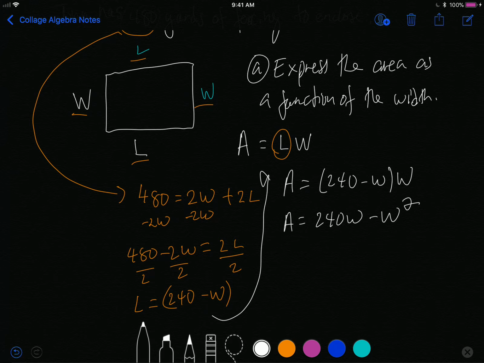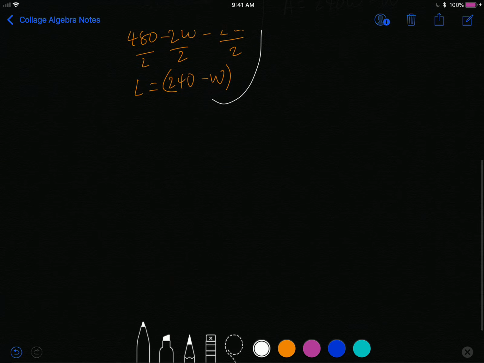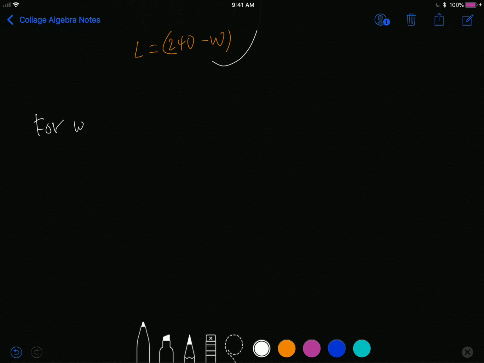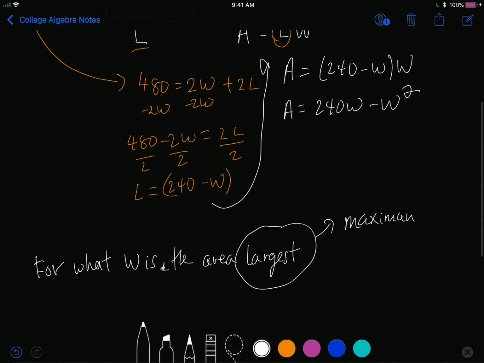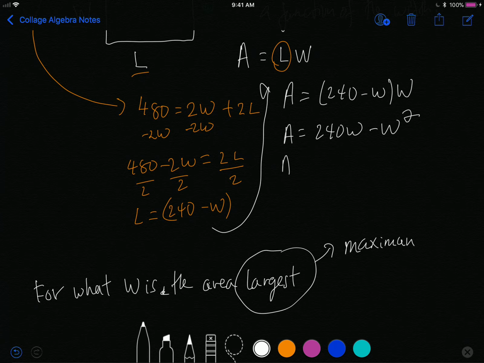Find the area as a function of the width. The second thing they ask you: for what W is the area largest? So for what width is the area largest? Well, whenever we're talking about largest or greatest or biggest, we're talking about the maximum. And if I look back at my area function, A equals negative W squared plus 240W, I'll notice that this graph is a parabola that opens downwards, and so it has a maximum.